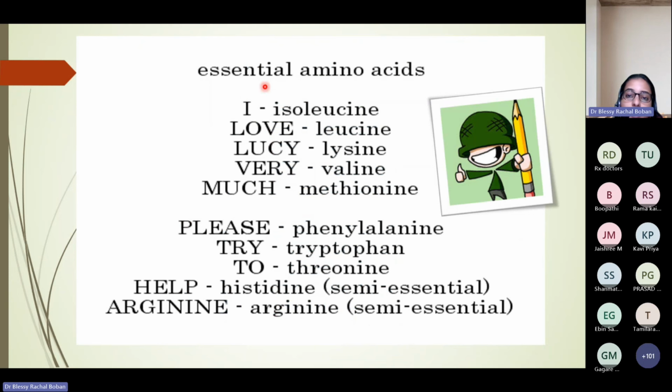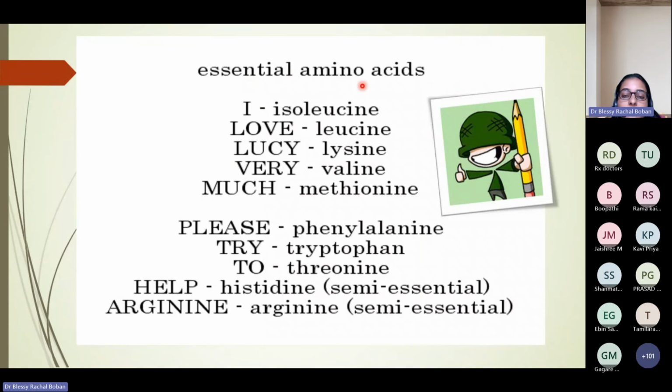See, for essential amino acids, many are having doubts. They will most probably not ask about non-essential ones, like the 21 total amino acids there. So for essential amino acids, if you're studying, you can go with this mnemonic: I love Lucy very much. Please try to help arginine. If you can at least recollect some minimal kind of mnemonics, it will be very helpful for the exam.